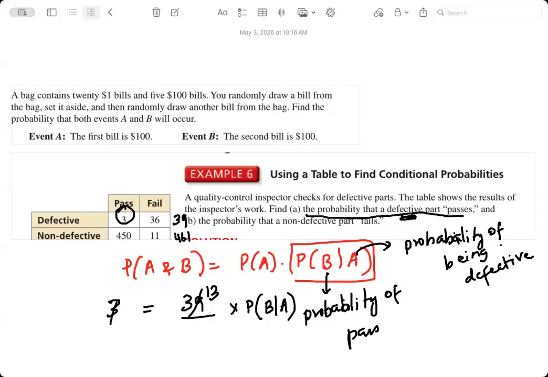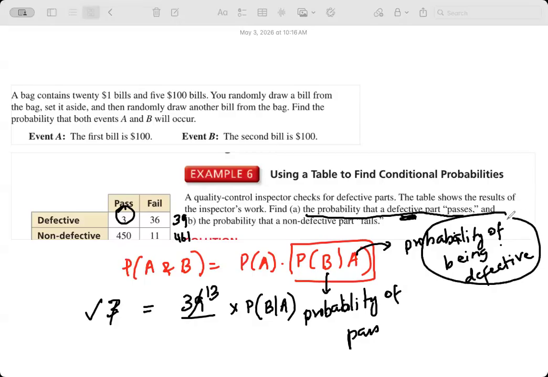So the number of defective parts passed is 3, and this is correct, ma'am. But probability of A means what? It being defective, right? What is the probability of it being defective? Defective out of full, right? Ashrita, your answers seem to not be right. Okay, but let's see.